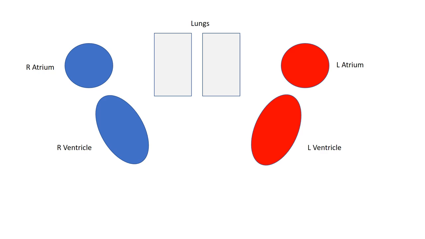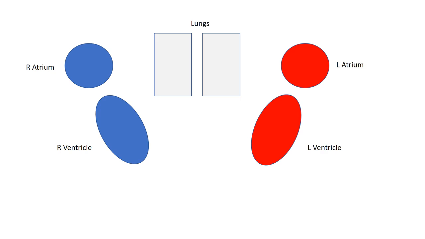On the screen in front of you, you see two circles. One is blue and one is red. The right atrium is represented by the blue circle on the left side of the screen, and the red circle represents the left atrium on the right side of the screen. So don't get those backwards.